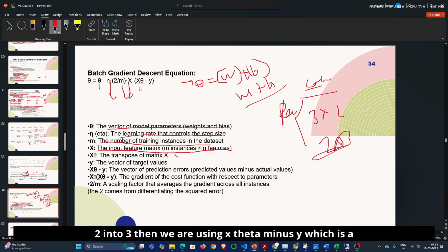Then we are using x theta minus y, which is a vector of prediction error. It's the error, predicted values minus actual values. Now this X transpose gives the gradient of the cost function with respect to the parameters. This is the cost function, and we are multiplying the difference with X transpose, then it becomes the gradient of the cost function with respect to the parameters. That's completely true.